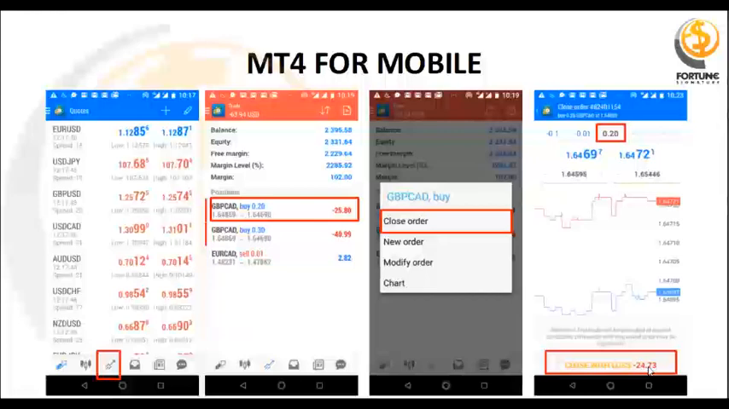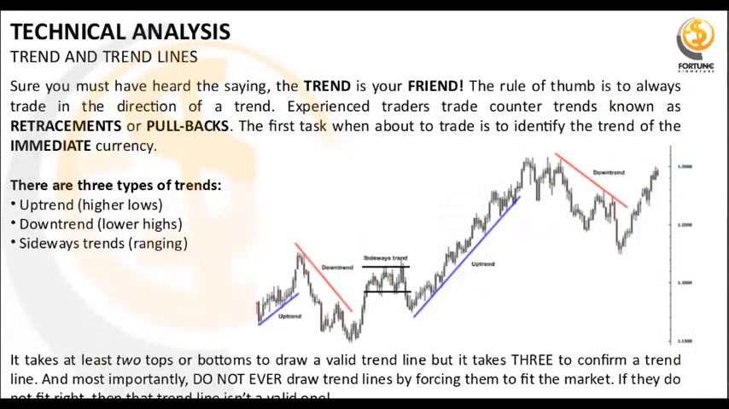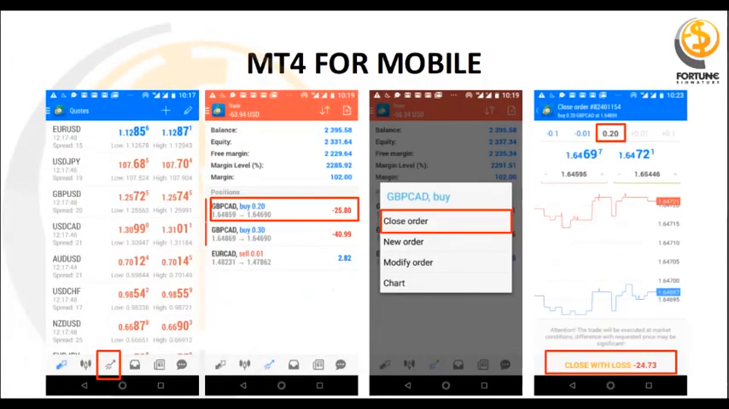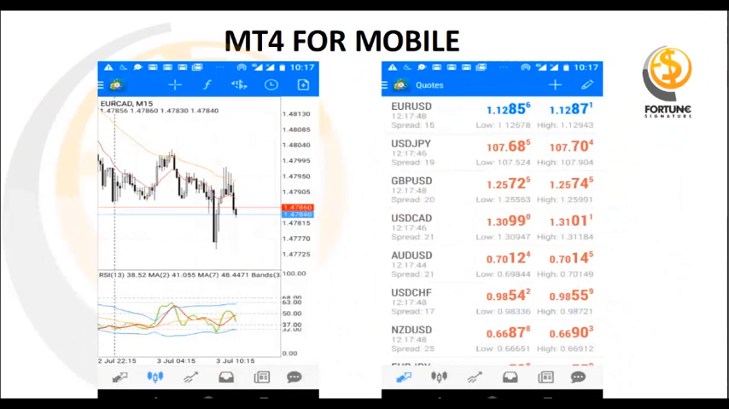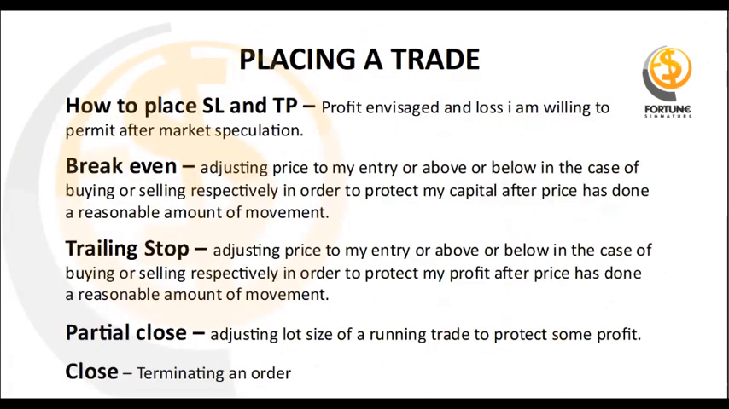I will say, yes, I'm happy to take half of that. I close with $12 profit, and then I am fine. So that's actually how the MT4 environment works. And of course, we looked at the MT4 on the desktop as well.